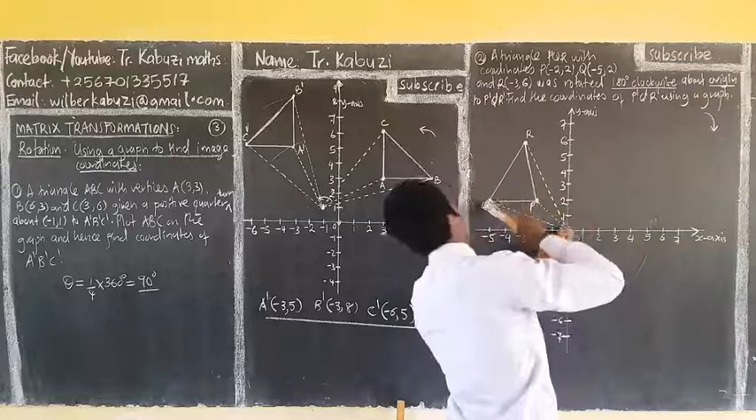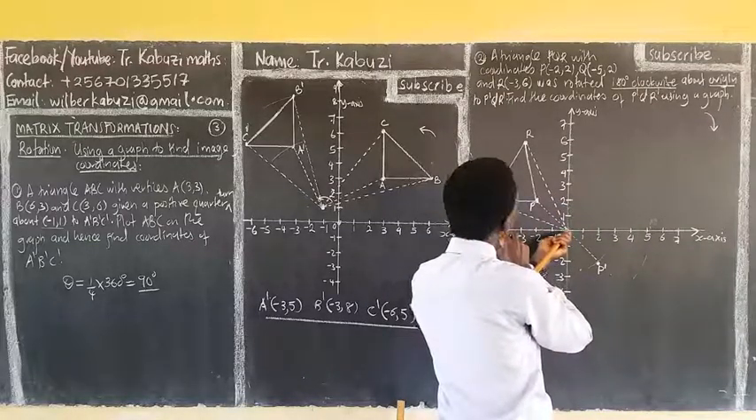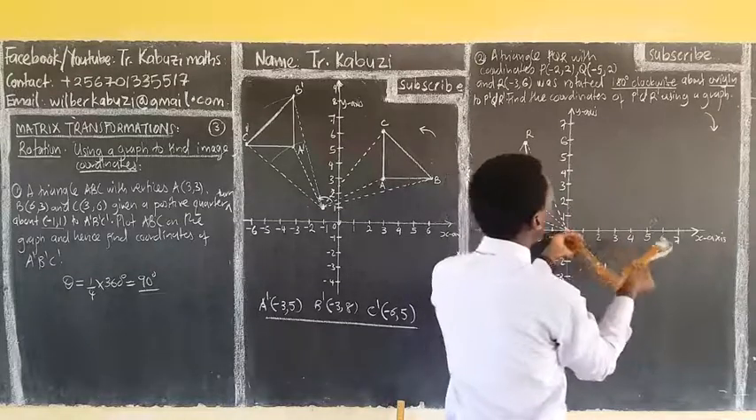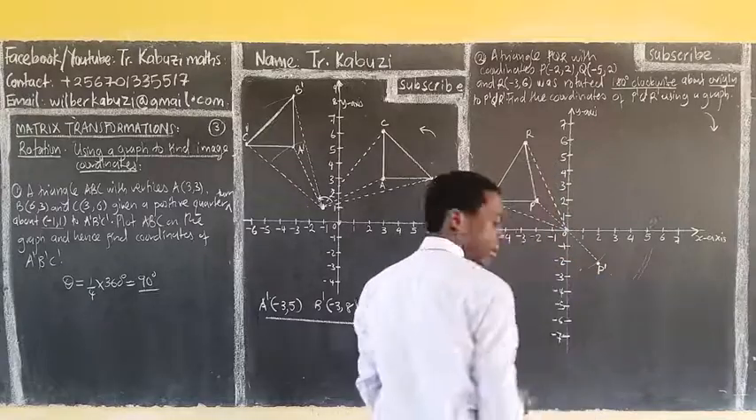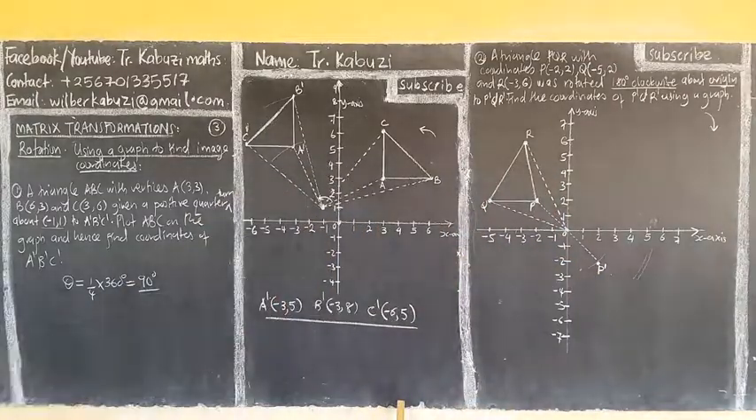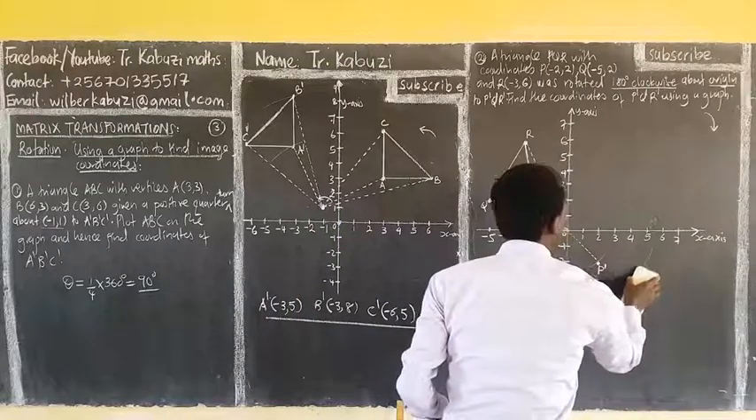Okay, let me measure again. There, from the center to that. Then I come and I draw my arc properly. The first arc is not okay. So I come and I draw my arc like that.